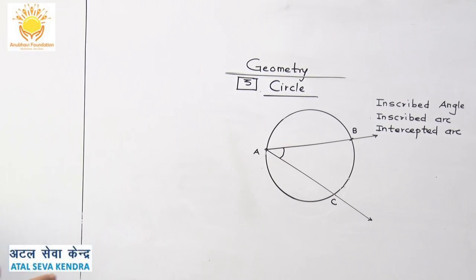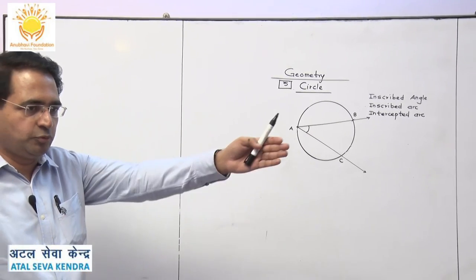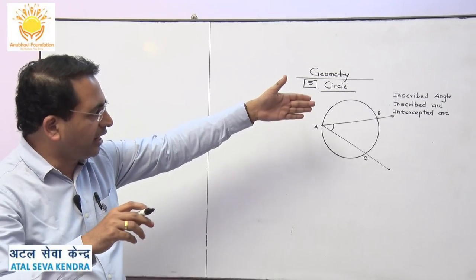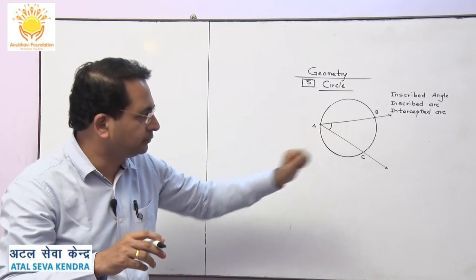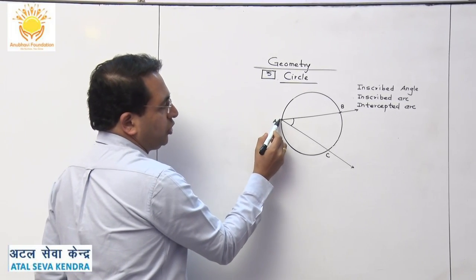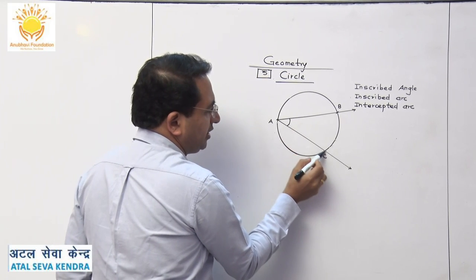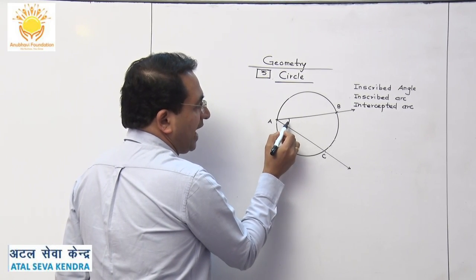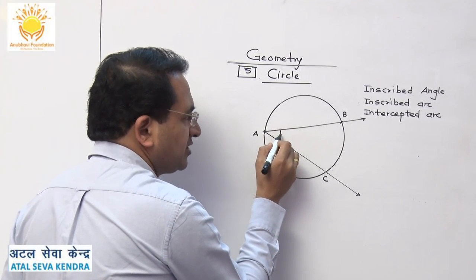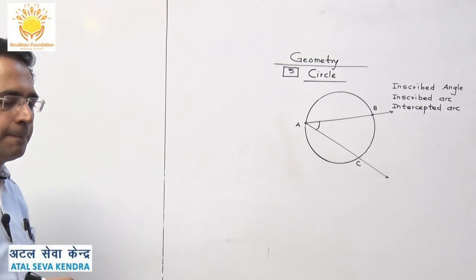Now imagine that you are standing at A on the circumference and you stretch both your hands. Then one hand is going to be AB and the other hand is AC. You are standing here and stretching your two hands. One is AB and the other is AC. So whatever angle you are standing at, that angle is known as the inscribed angle. Is that clear to you?